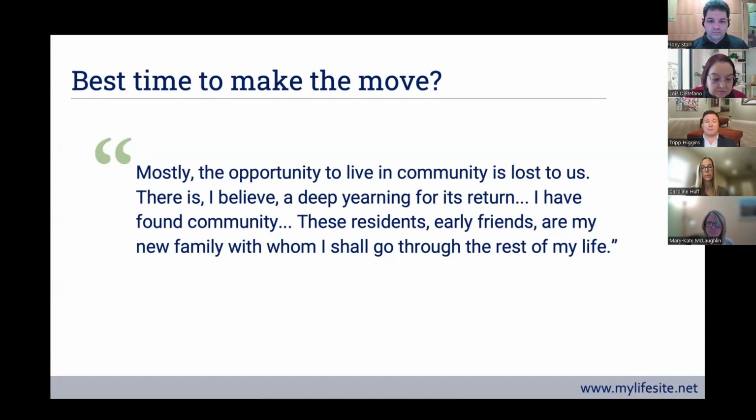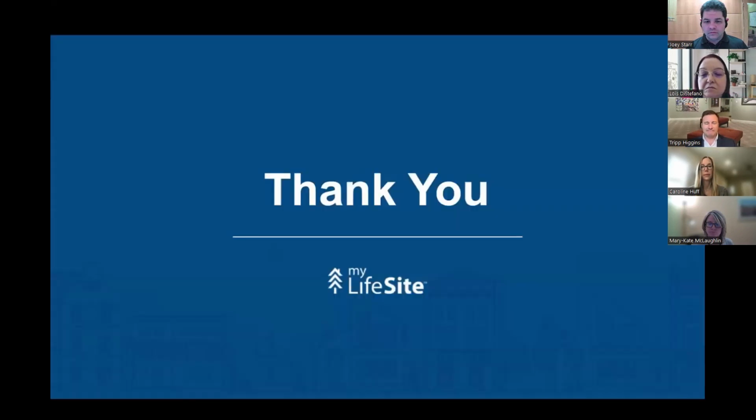But this quote is pretty powerful. Mostly that opportunity to live in community is lost on us. There is, I believe, a deep yearning for its return, and he has found community. The residents and the community members, his early friends, are now part of his new family, that he is looking forward to living the rest of his life surrounded by wonderful people that make his life that much better. So with that, in conclusion, thank you.